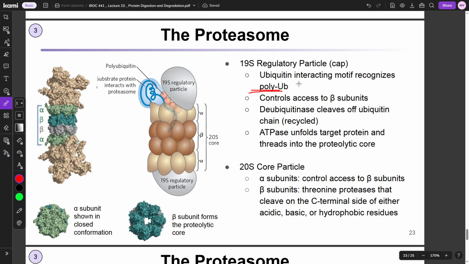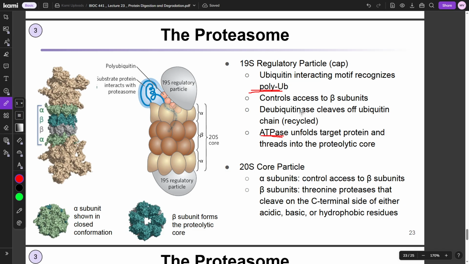So once ubiquitin binds with its protein that it is attached to, the enzyme deubiquitinase cleaves off the ubiquitin chain, and that ubiquitin is recycled. And then we use an ATPase to unfold this target protein and feed it into the proteolytic core.